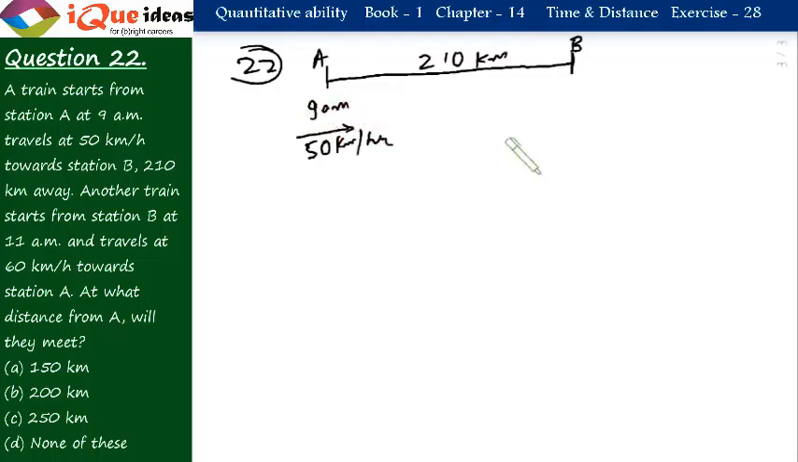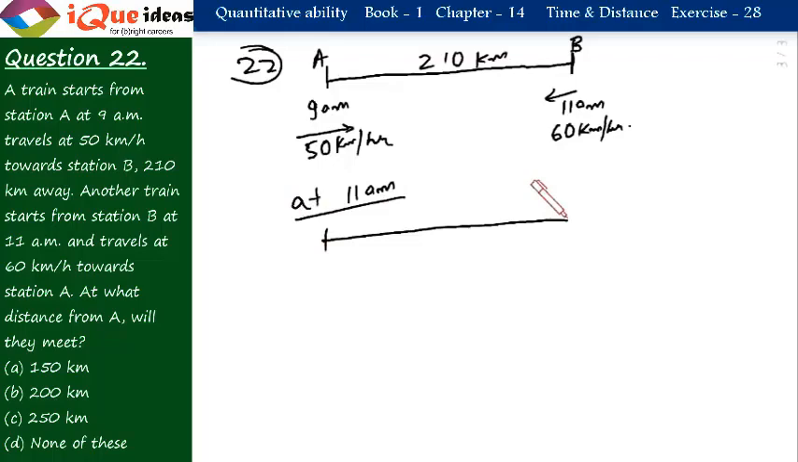But the second train starts from B at 11 a.m. Alright. So that means from 9 a.m. to 11 a.m. only one train is traveling. Only one train is traveling, and that is the first train. So at 11 a.m. what will be the situation?